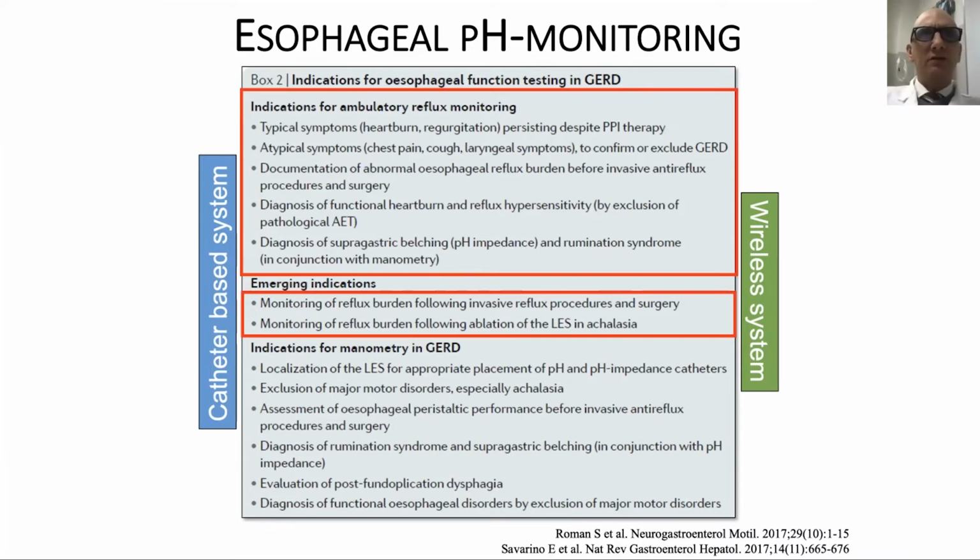Even high-resolution manometry should be compulsory in the diagnostic workup of patients with GERD. Firstly, for better localize upper border of LES before pH monitoring test. Then to exclude achalasia, to better define AGJ metrics and esophageal peristaltic performance. And it is very important to use high-resolution impedance and manometry to diagnose rumination syndrome.